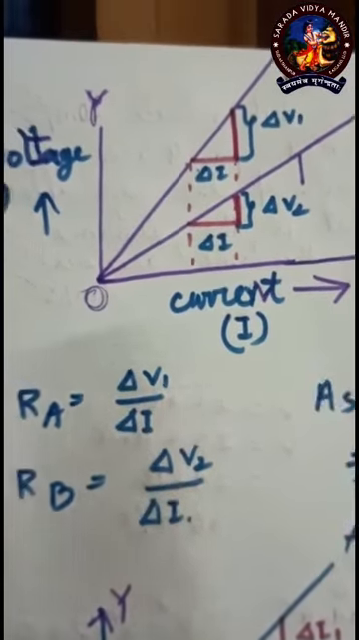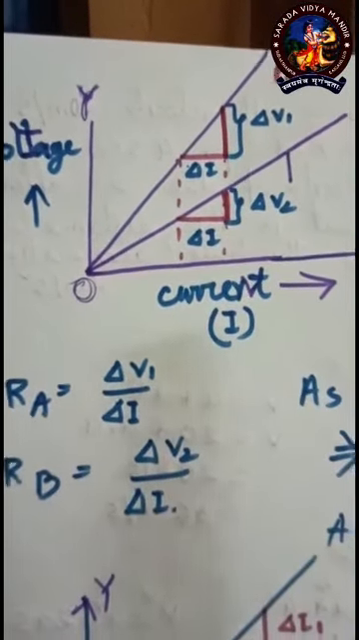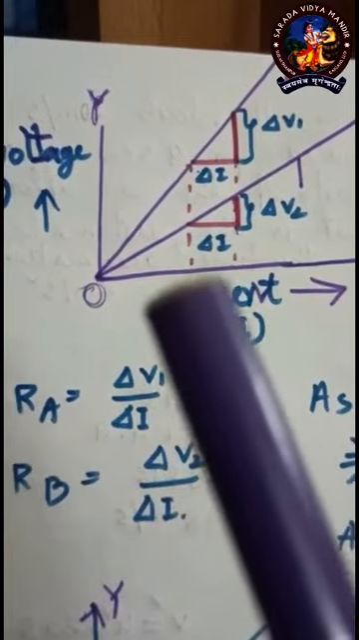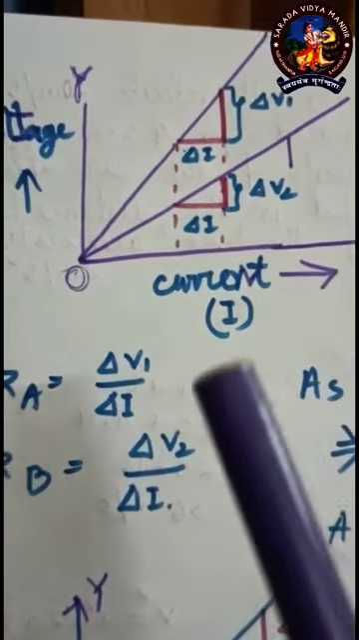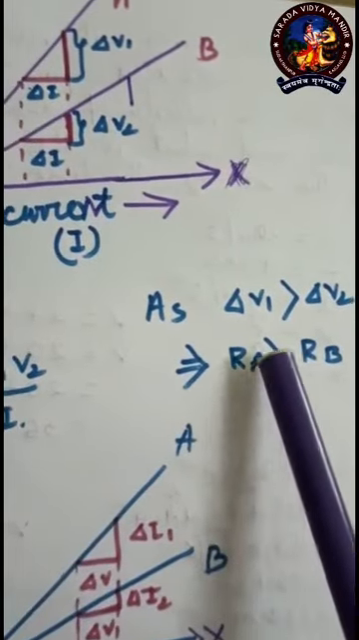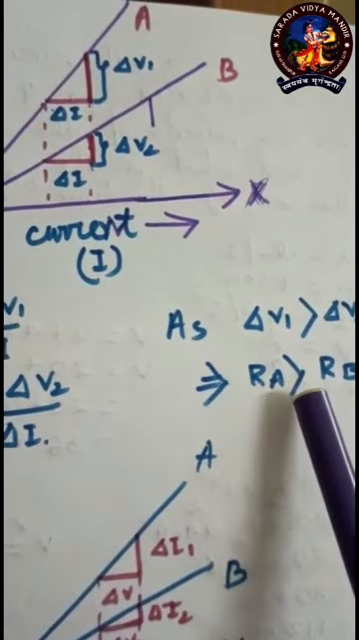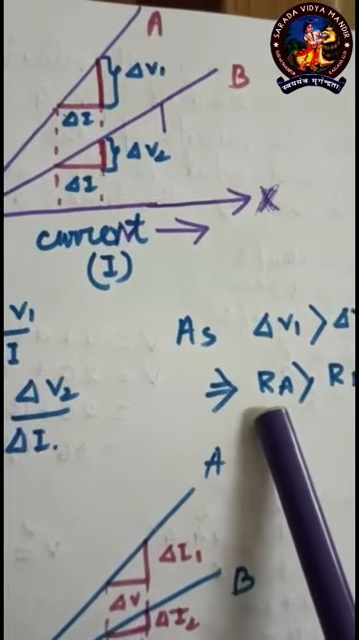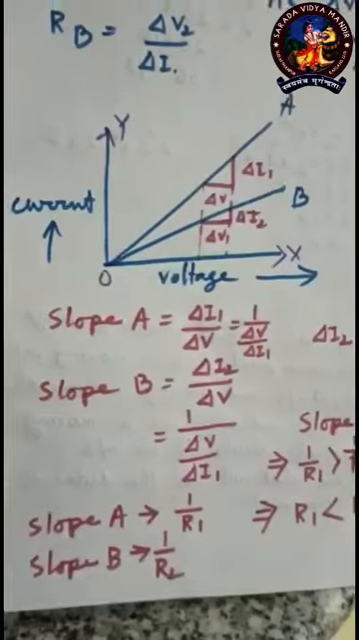That is, if the slope is coming like that, and if current is taken along the x-axis and voltage along the y-axis, then if the slope is more, that means the resistance will be more. This implies R1 is more than R2, or RA is more than RB.